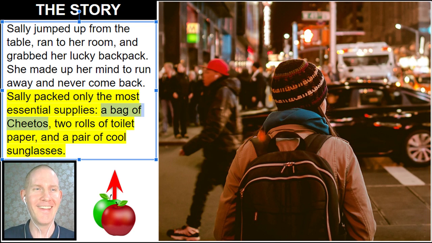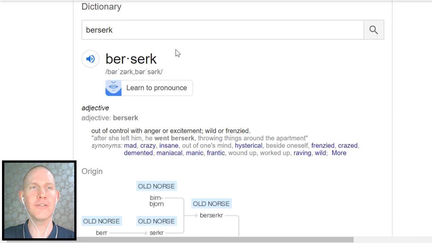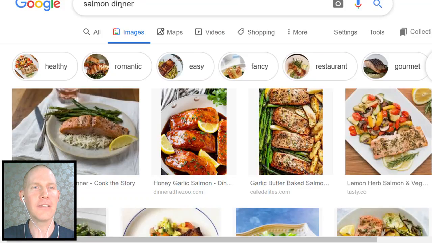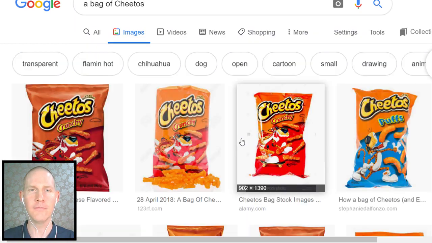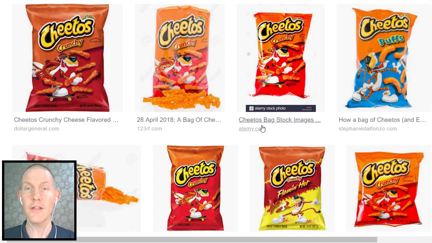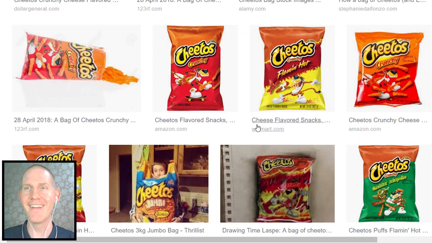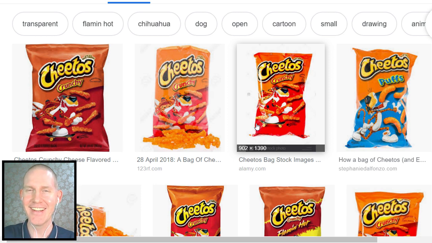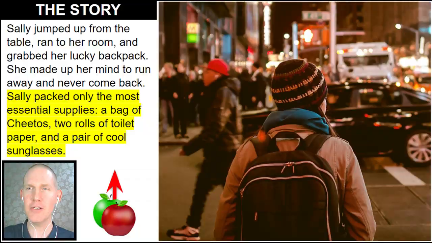Let's see. What is a bag of Cheetos? All right, here we go. Goodbye, salmon dinner. Hello, a bag of Cheetos. Oh yeah, I imagine they have Cheetos pretty much everywhere in the world. I'm in Indonesia, they have Cheetos here. I think they're originally from the US. And it's junk food. They taste nice. They have fake cheese and a lot of things in there, but those are Cheetos.